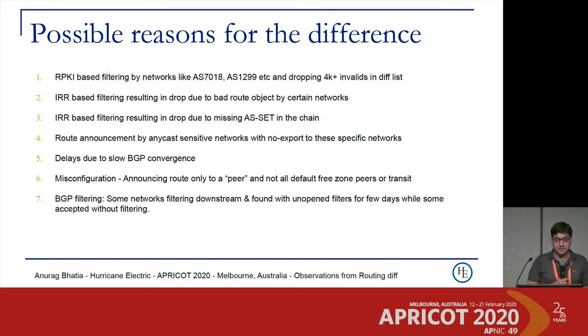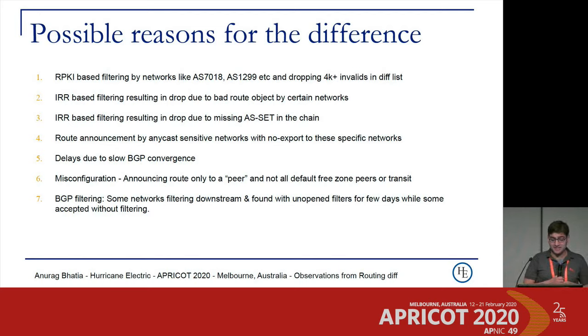The other important thing is IRR-based filtering. Networks which are actively filtering based on IRR would be filtering certain networks, while there are certain networks which are not filtering based on IRR. In IRR as well, some networks filter just based on the route objects, while some follow the entire AS-set chain. So they would expect that you have a valid route object and your AS number is in the upstream's AS-set, and so on until it reaches those networks.